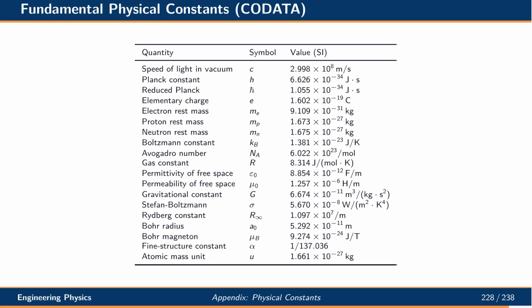This slide lists the fundamental physical constants used throughout the course, based on the latest CODATA values. These include the speed of light, Planck constant and its reduced form, elementary charge, rest masses of the electron, proton, and neutron, the Boltzmann constant and Avogadro number, the gas constant, permittivity and permeability of free space, gravitational constant, Stefan-Boltzmann constant, Rydberg constant, Bohr radius, Bohr magneton, fine structure constant, and the atomic mass unit. Keep these values.